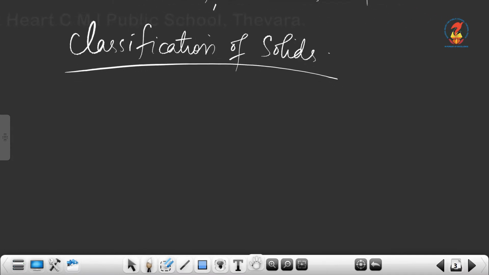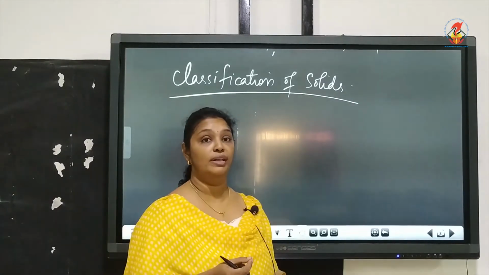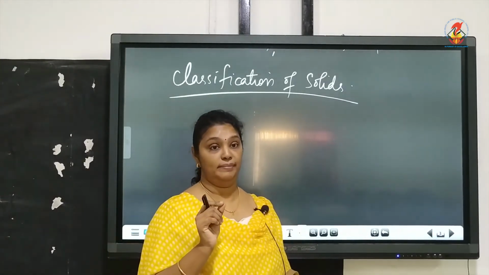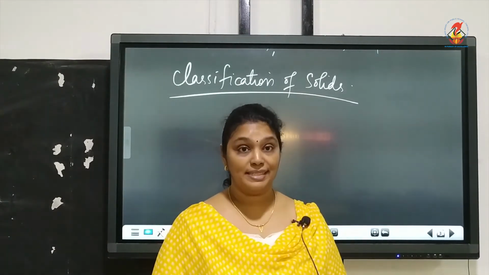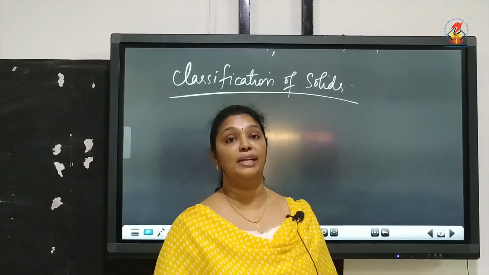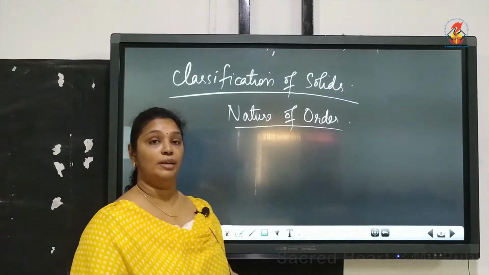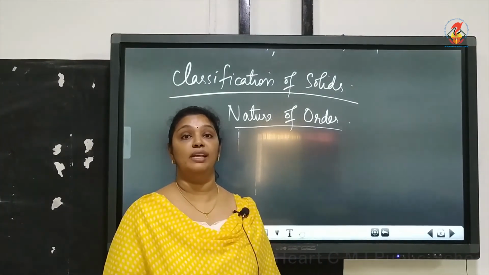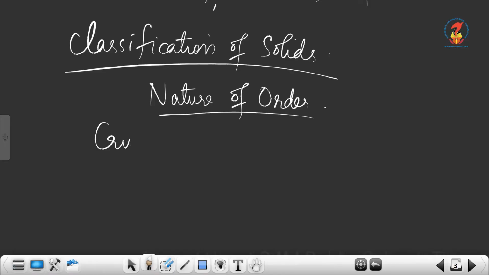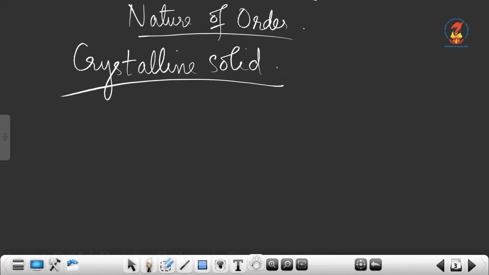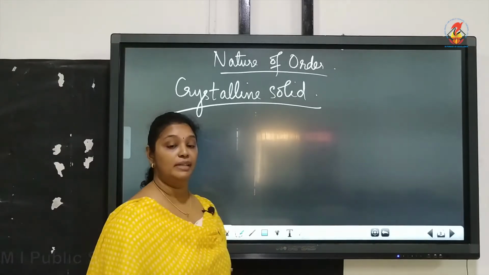Now the first classification of solid is based on the nature of order present in the arrangement of constituent particles. Nature of order. So depending upon the arrangement of constituent particles, we can classify solids into two types. The first is crystalline solids. And the second is amorphous solid. First, let us see what is a crystalline solid and its main properties.